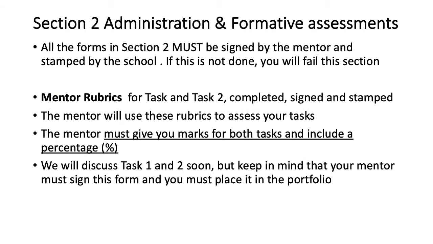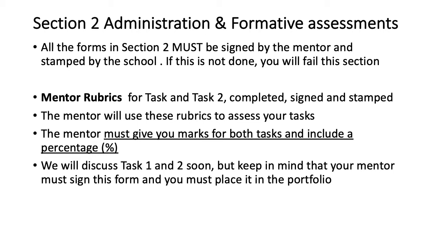So section 2 then is all the administrative and formative assessments. All the forms in section 2 must be signed by the mentor and stamped by the school. If this is not done, you will fail the section. So you will have your mentor rubrics for task 1 and task 2 completed, signed and stamped. The mentor will also use the rubrics to assess your tasks. The mentor must give you a mark for both tasks and include the percentage. Please make sure this is done.